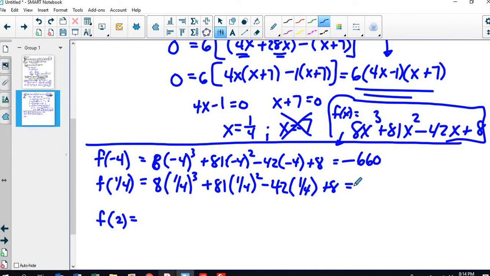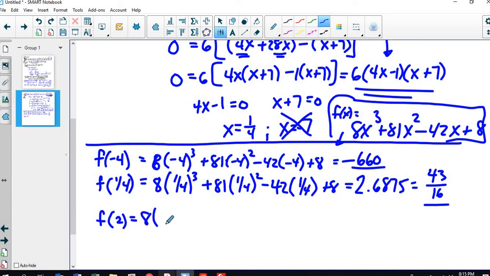8 times 1/4 cubed plus 81 times 1/4 squared minus 42 times 1/4 plus 8, and that'll give you 2.6875. Again, if I want to try to just get my head around that, I'm fine with that as long as you don't round it off, so 2.6875. If you wanted to make sure that you understood the value here as a fraction, change it to a fraction in your calculator and you get 43/16.